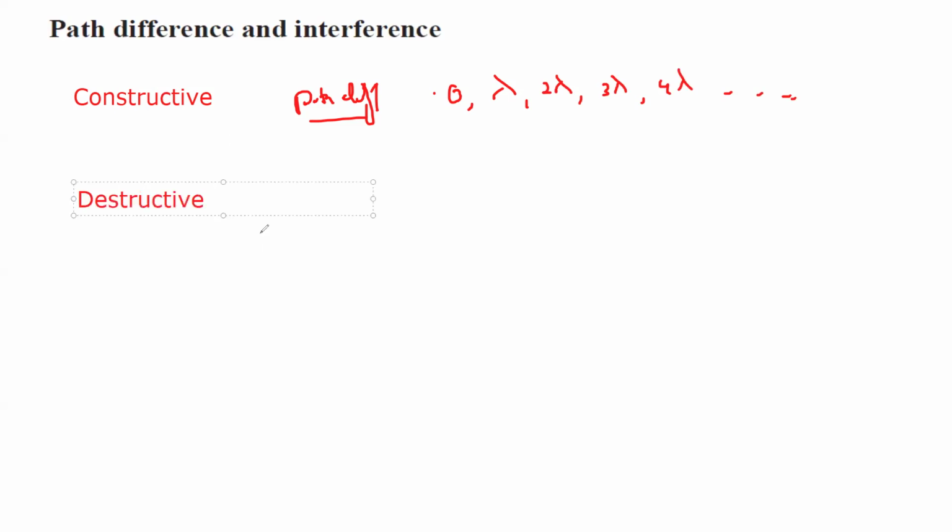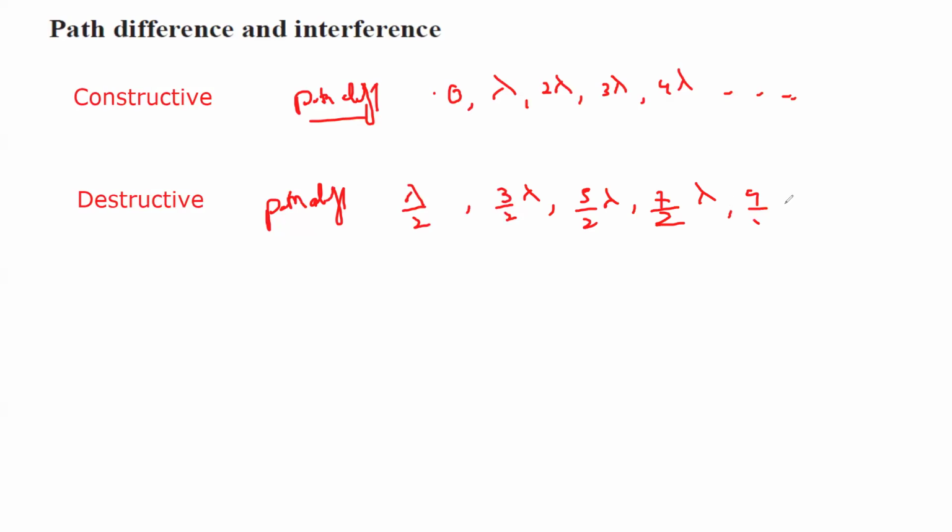What should be the path difference to cancel out the effect of each other? Either it should be lambda by 2, or you can say 0.5 wavelength, or 3 by 2 wavelength, or 1.5 wavelength, or 5 by 2 or 2.5, 7 by 2 or 3.5, 9 by 2 or 4.5. So it should be a fraction of the wavelength.